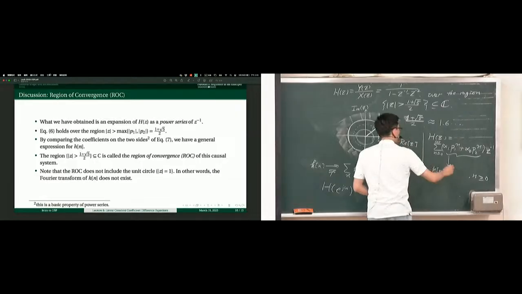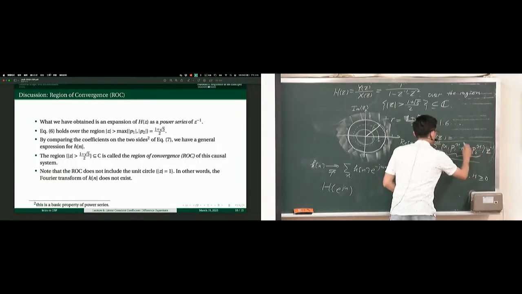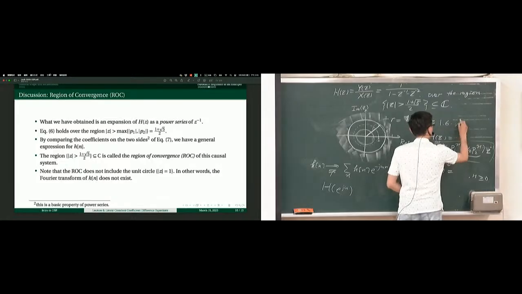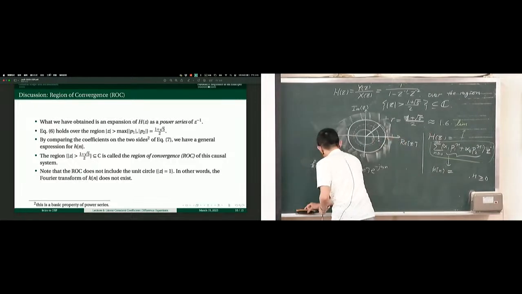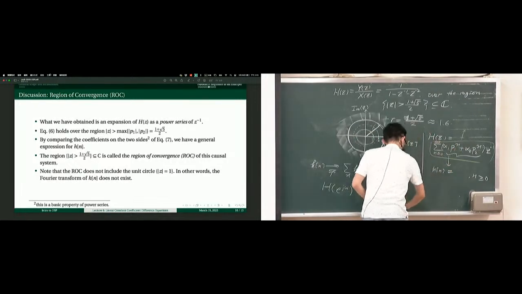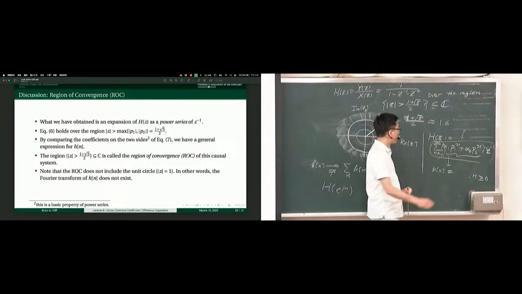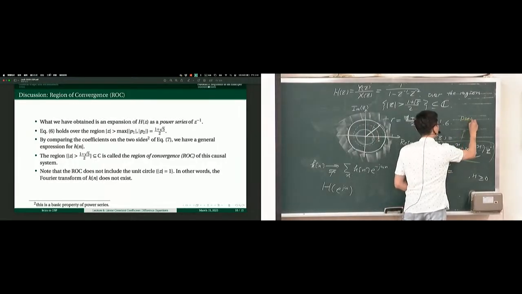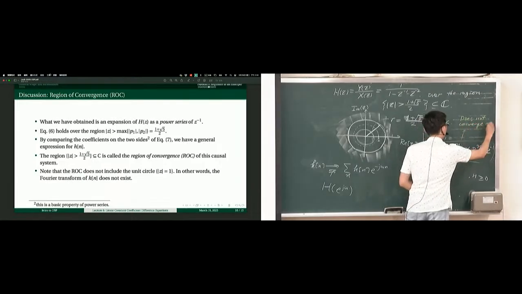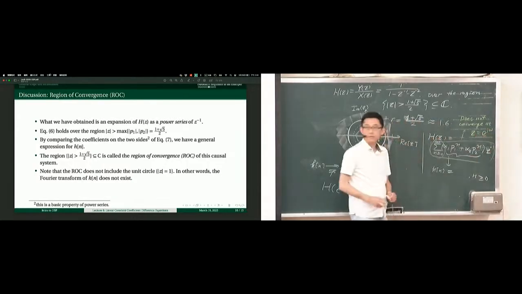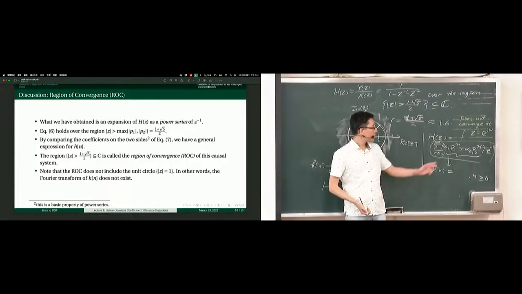So we are saying that this thing here does not... don't write the limit, that's also fine. Note that this is an infinite sum, okay? So this infinite sum does not converge at z equals e^{jω}. That's an implication. So really, if you think about it, there's no conflict.